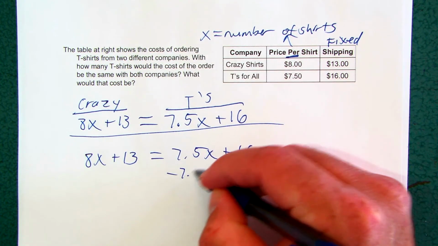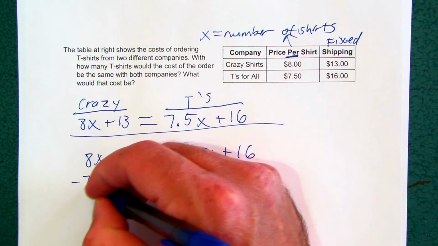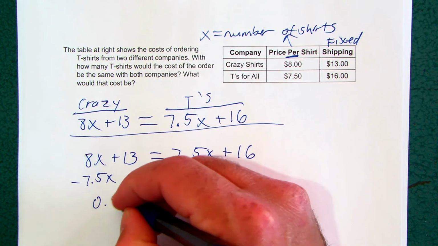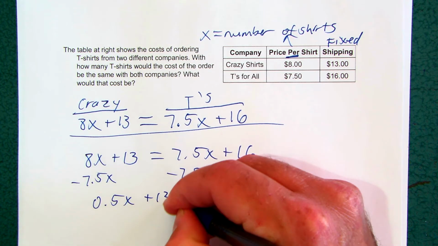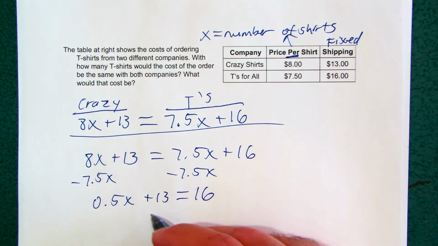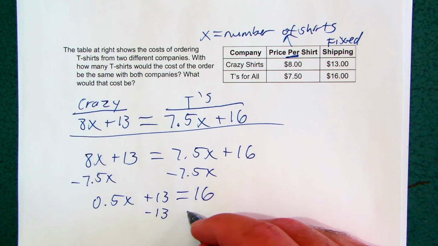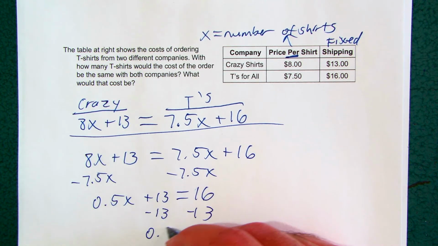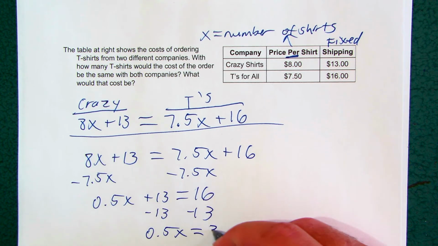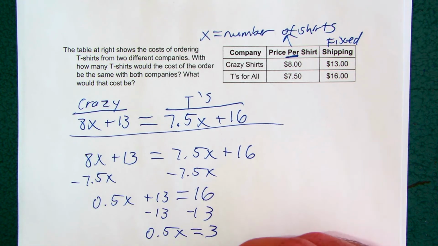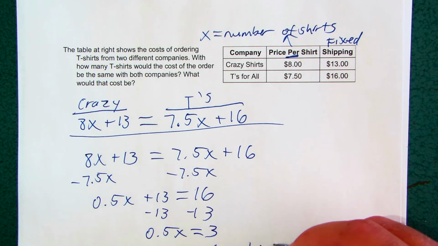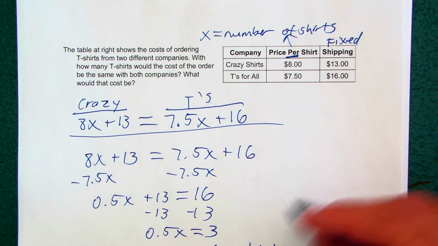subtract 7.5x equals 16. So again, your main thing here is getting it set up. I think these equations are a little bit easier to solve than some of the ones we've been working on. We're going to get x equals 6 shirts would cost the same at both places.